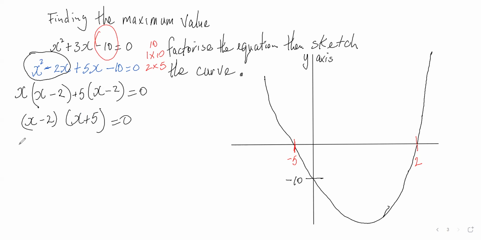So when x minus 2 is equal to 0, x is equal to 2. And when x plus 5 is equal to 0, x is equal to minus 5. All right? So that is how we know where the curve is going to cut the x-axis. So the curve is going to cut the x-axis at 2 and -5.